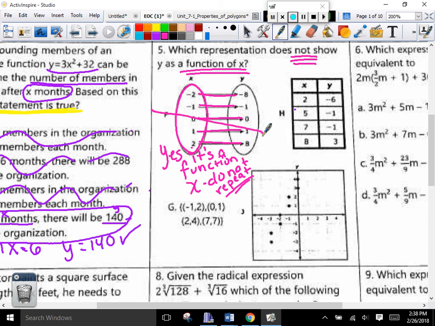That's for letter F. So that's not going to be my answer, because this one is saying which one is not. For the next one, remember, x's do not repeat. So I'm looking at my x's again. I have 2, 5, 7, and 8. They're all different numbers, so this one, yes, it's a function.